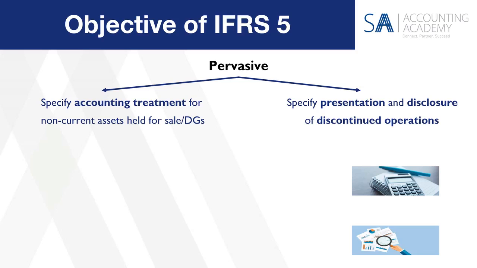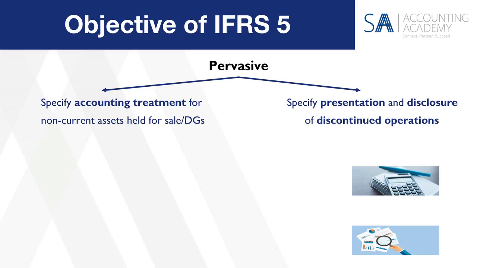All right, so if we start off with our introduction to IFRS 5, pervasively, the objective of this standard is to specify the accounting treatment for non-current assets held for sale, or if it's not just one asset that you hold for sale, it is also a disposal group. So during this webinar, where you see the term DG, that stands for disposal group.